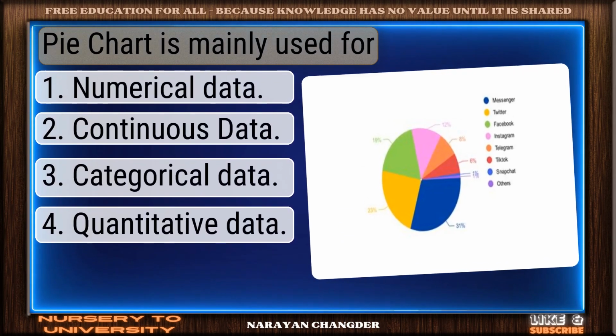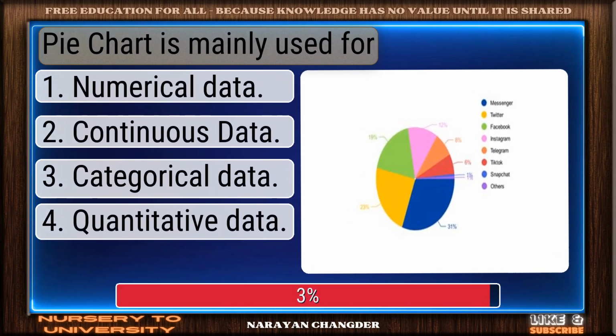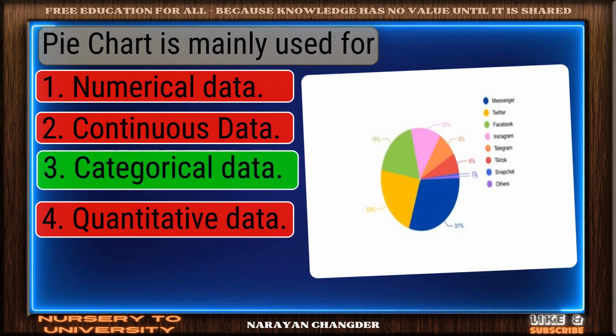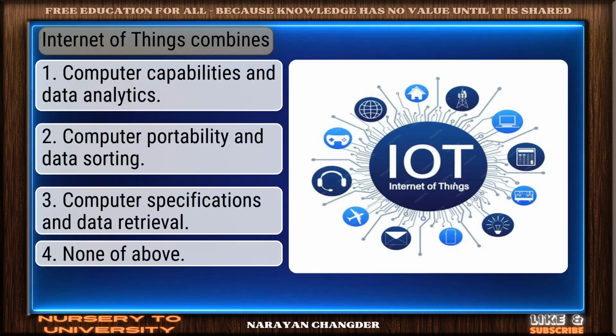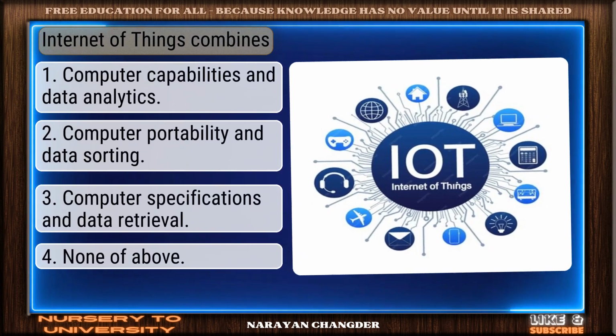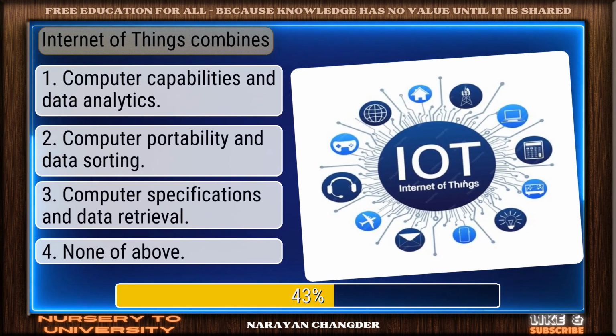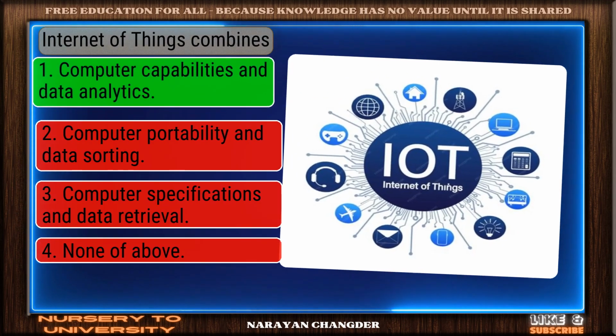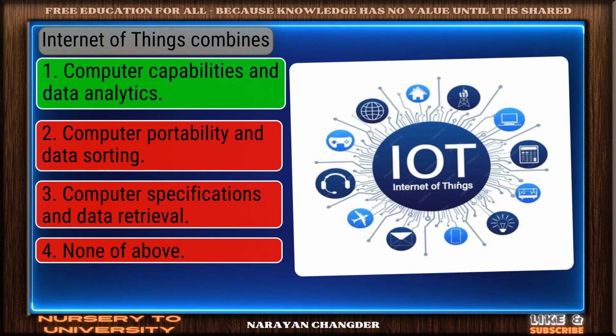Question number 71. Pie chart is mainly used for? Solid response. Categorical data is a valid choice. Question number 72. Internet of Things combines. You chose computer capabilities and data analytics, and it is correct.